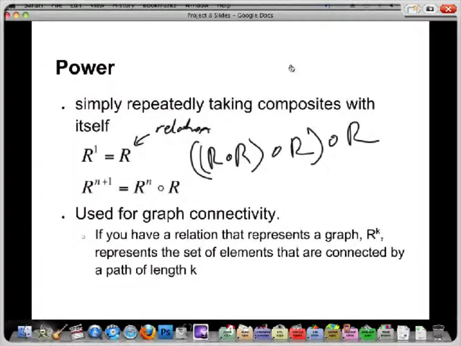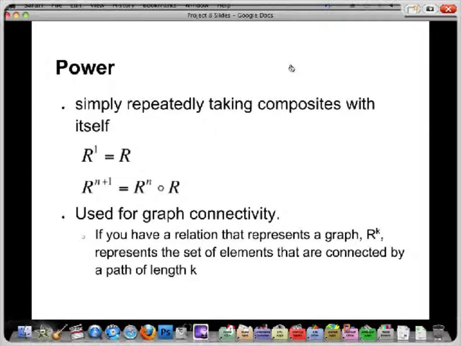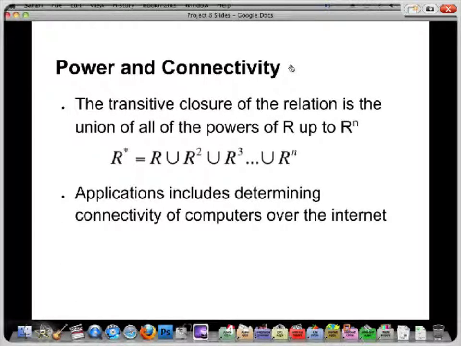Now this is actually useful in graph theory because this is how you're going to find a transitive closure of a given graph. And graphs can be used to represent relations, so it's also the transitive closure of the relation. So if you have a relation or a graph that has any number of elements, and say the graph is represented by the relation R, R to the kth power represents the set of elements that are connected by paths of length k. And then obviously we can take this and raise it to the n power, and that's going to give us the transitive closure.